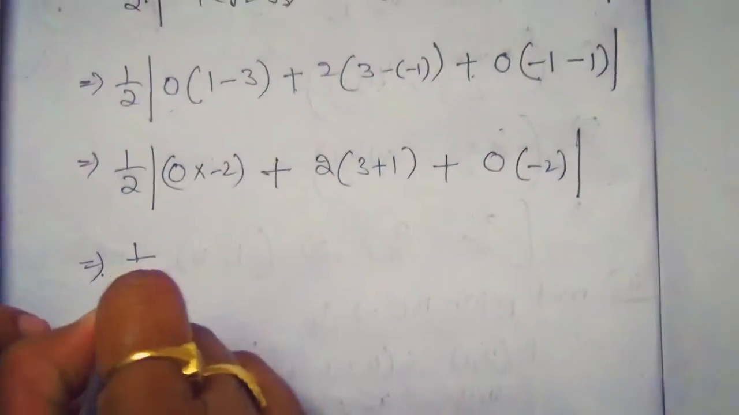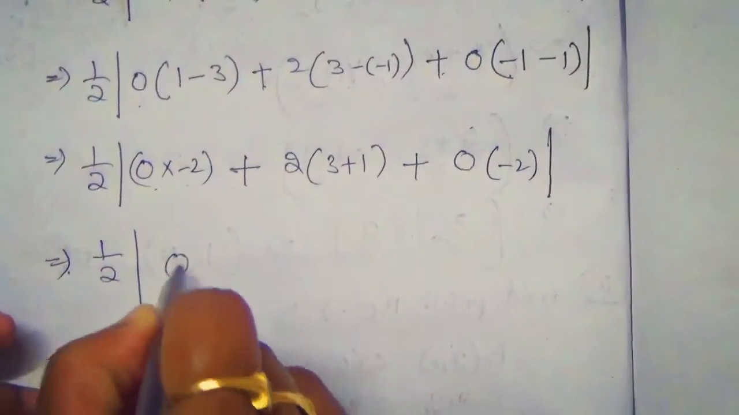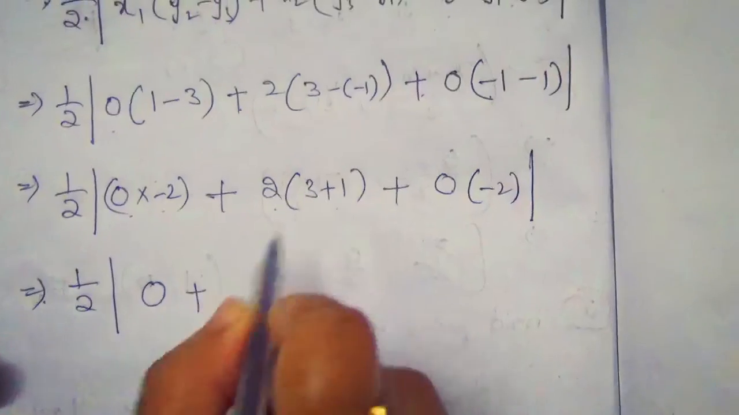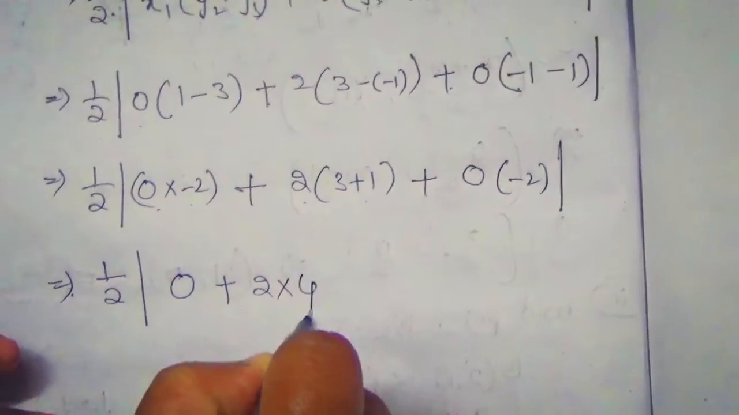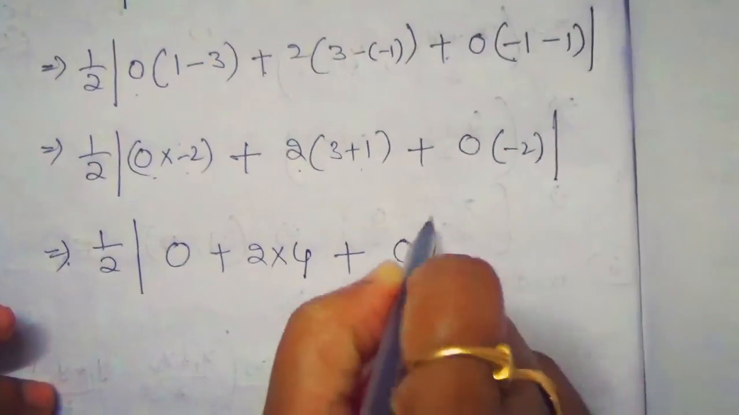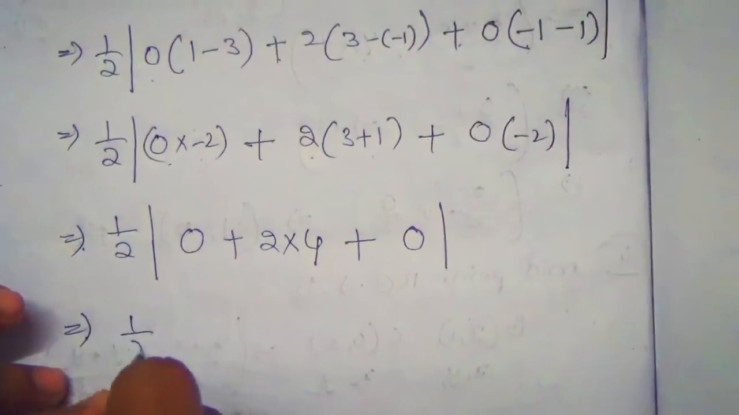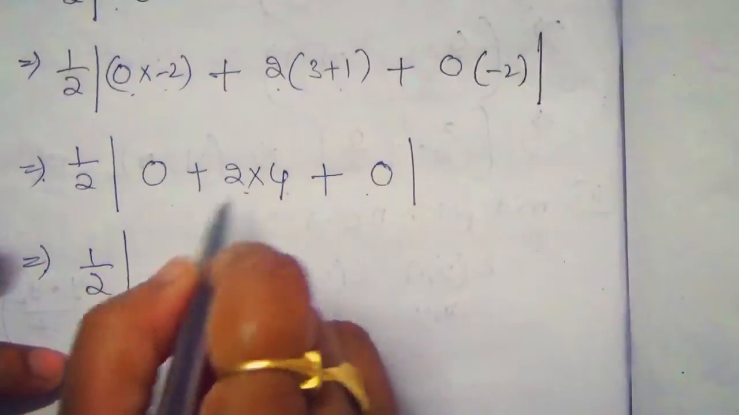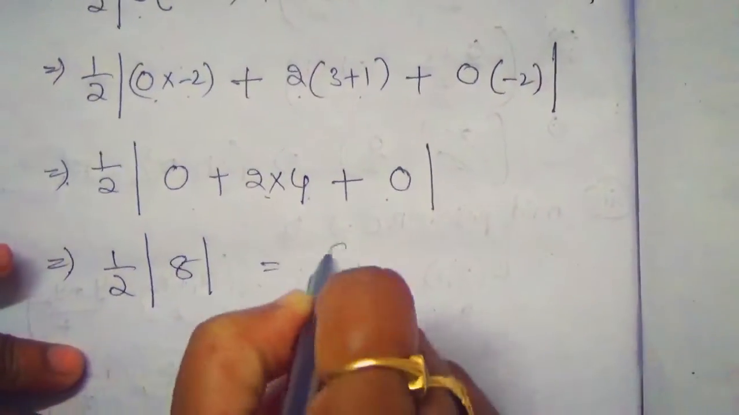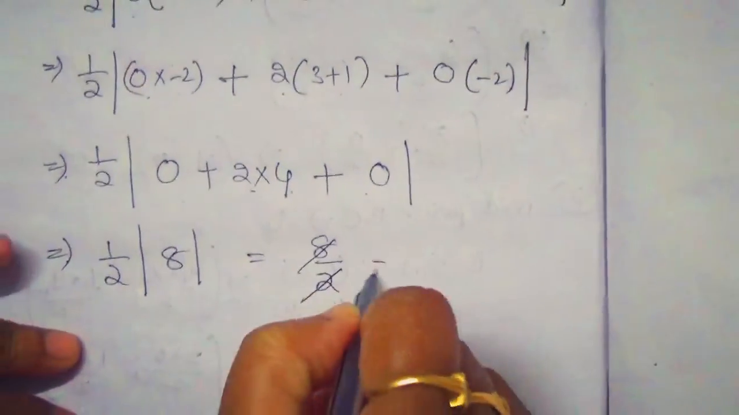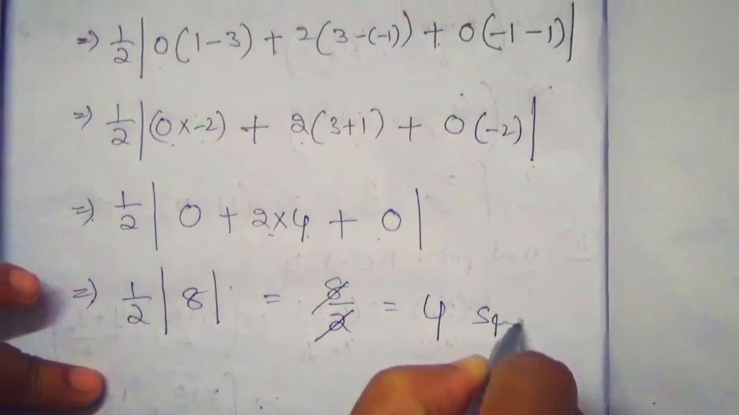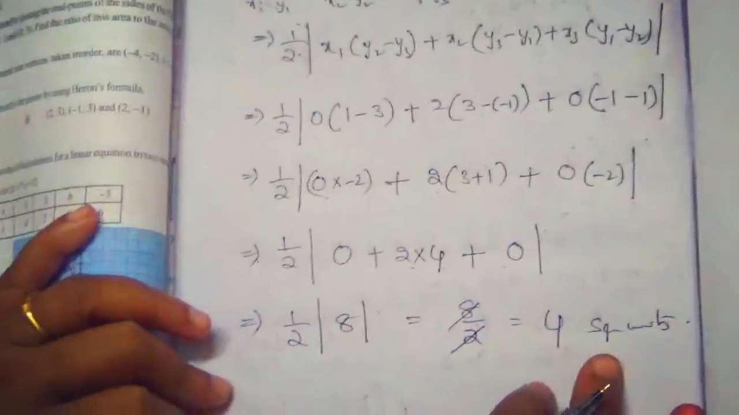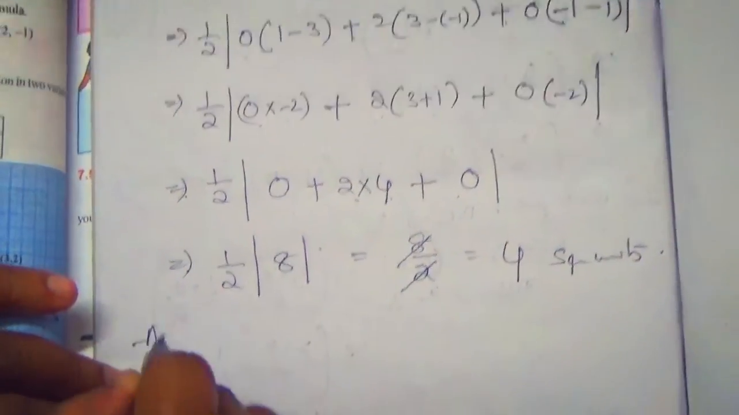So half modulus of 0 plus 2 fours plus 0, that implies half modulus of 0 plus 8 plus 0. So 2 fours is 8, that implies 8 by 2. That we got, 4 square units. Just remember this.